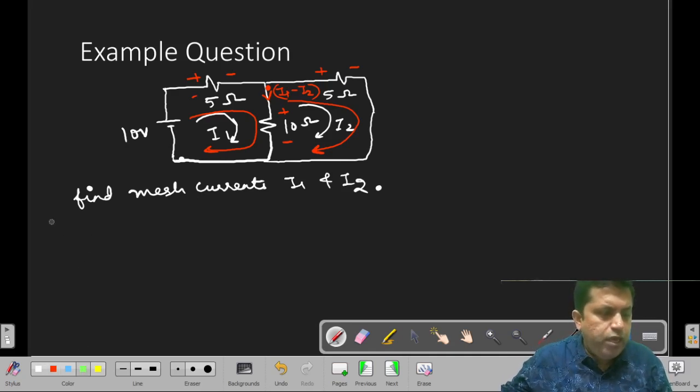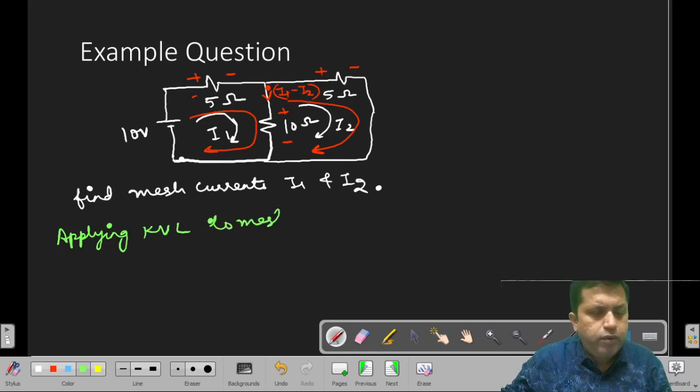Applying KVL to mesh 1. This is mesh 1. See the direction of KVL in red. It is like this, clockwise. From the voltage source we are going from minus to plus, so plus 10.